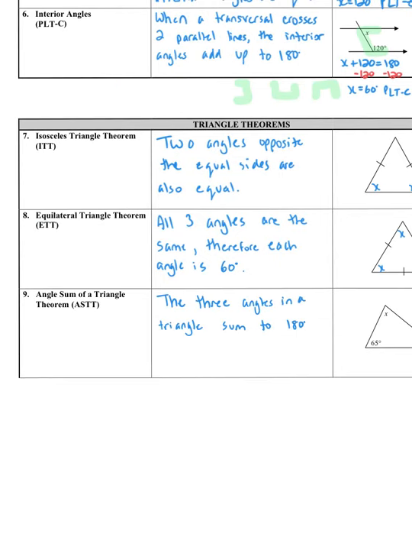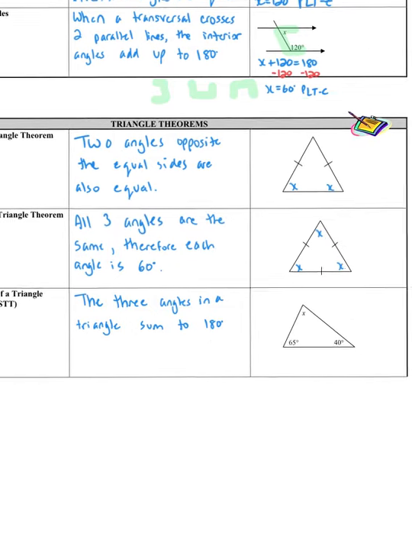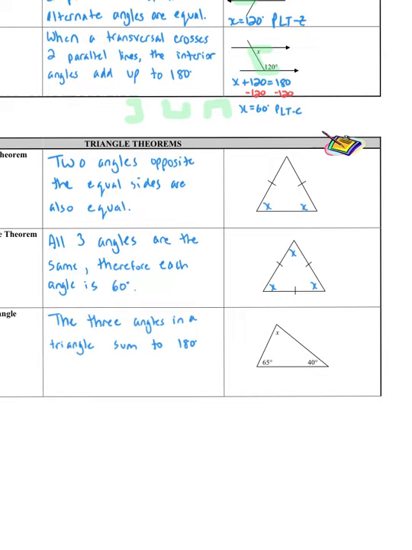And the final theorem, the angle sum of a triangle theorem, or ASTT for short, states that the three angles in a triangle sum to 180 degrees. So that is true for any triangle. So here we have a triangle. This is not isosceles or equilateral. It's just a triangle with 3 different sides. And using this theorem, we know that x plus 65 plus 40 must equal 180 degrees.